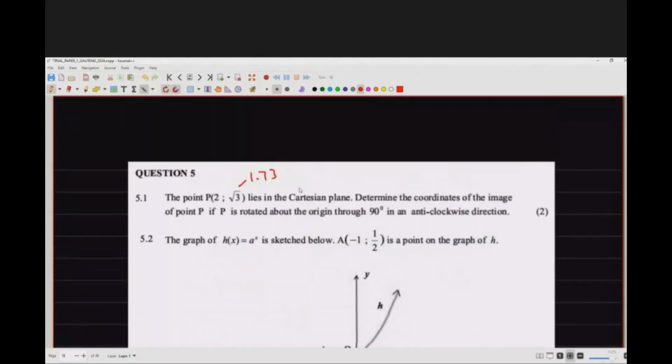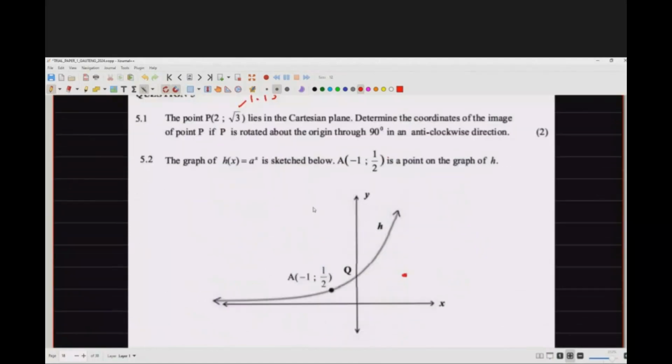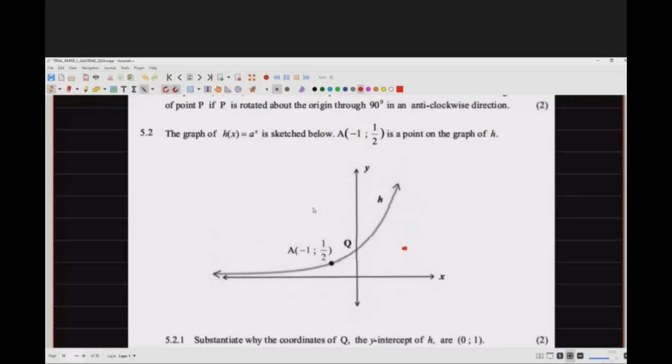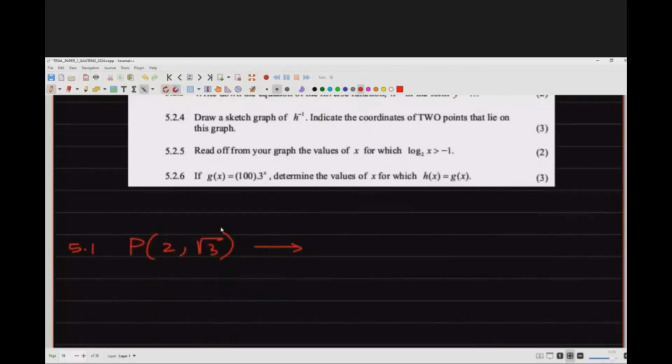After the rotation here, what we're going to have is that with x and y, this is going to be minus y and x. A rotation through 90 degrees in an anti-clockwise direction. This is square root of 3 and 2.